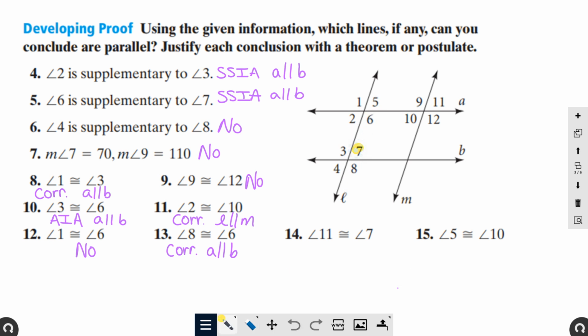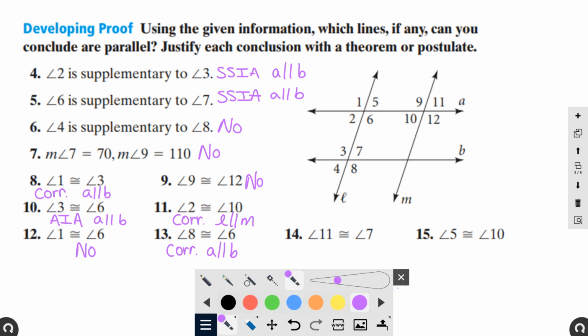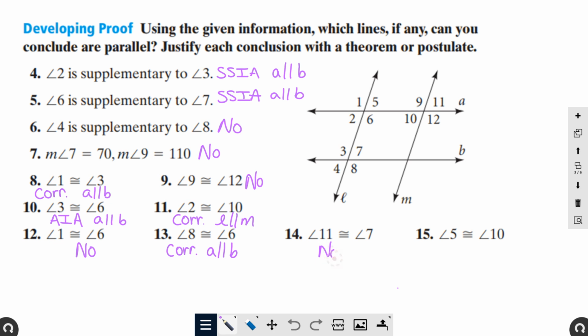11 and 7. Here's 7. Here's 11. Almost. What is 7 corresponding to? Not 11. 7's corresponding to 5, because these are on the same line. So can I jump from this part all the way over here? No. So this one is too far of a jump, so you say no. So it's got to be on the same part. It's got to have the same transversal to jump from one to the other.